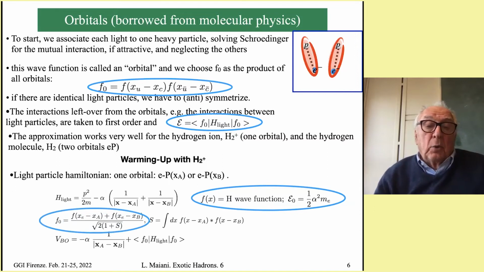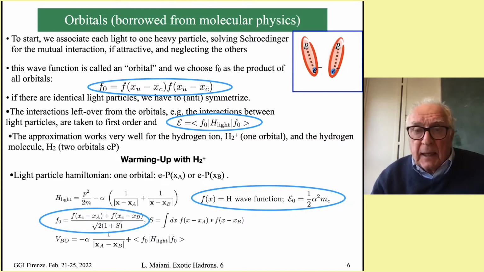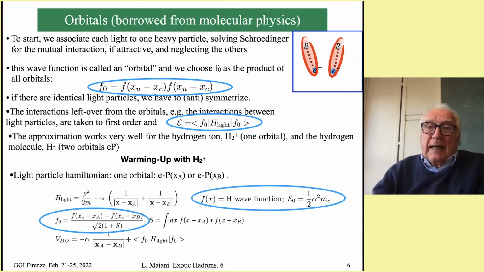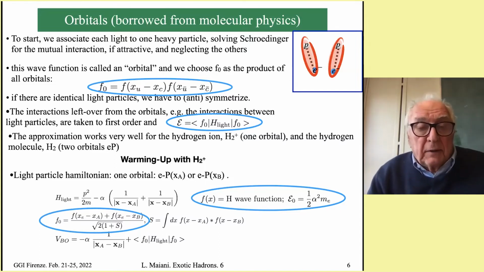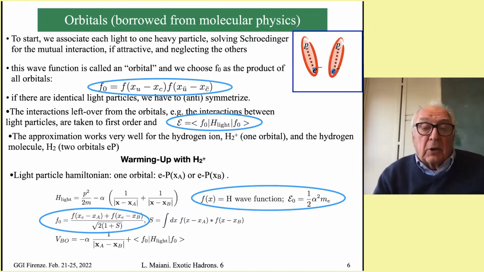And then, since the electron can be associated to one or to the other, the lowest energy will be the one in which you take the symmetric combination. Note that these two wave functions are not orthogonal, because one has a center in XA and the other one has a center in XB, and you have to define a normalized vector, you have to compute the overlap.